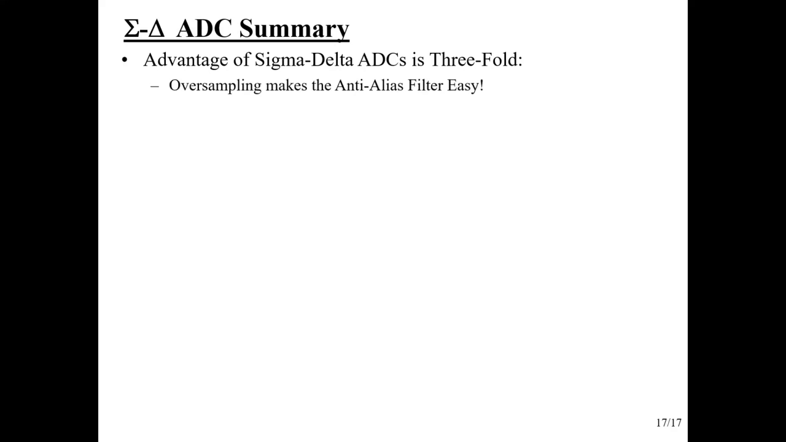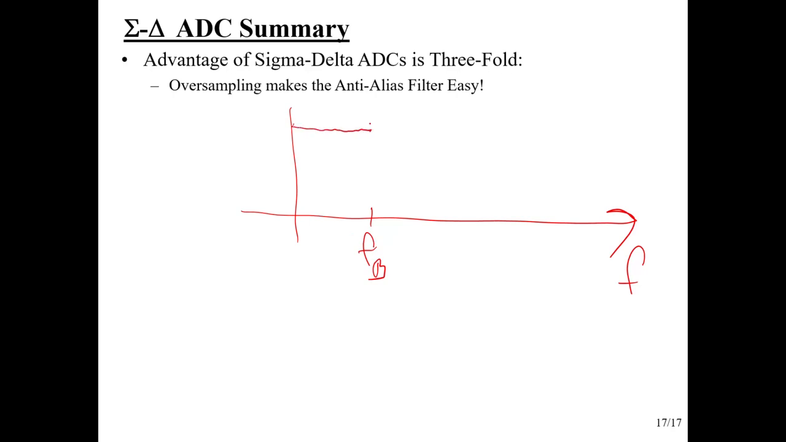So I didn't actually mention this. The oversampling that happens makes the anti-alias filter that you need out in front of this super easy. I had alluded to the fact that the anti-aliasing filter should pass the signal band, but I didn't say anything about the fact that its transition band to the stop band can be very slow. So if this is F, we can have out to FB a nice flat band.